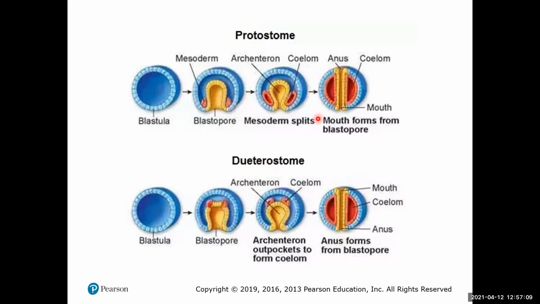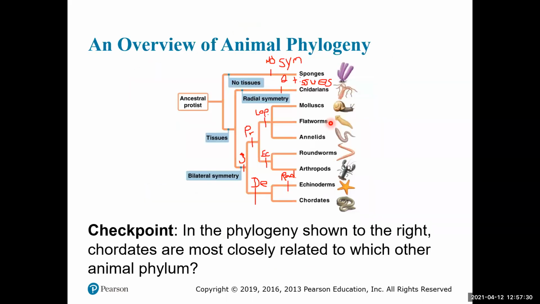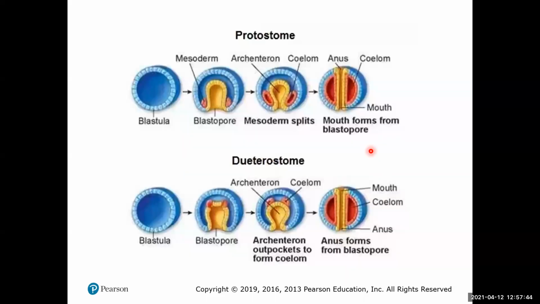So if the blastopore forms the mouth, then it's the protostome. And if it forms the anus, it's the deuterostome. But eventually it will lead to the formation of a complete digestive tract where it will have two openings, both a mouth and an anus. Okay. And notice we're saying a complete digestive tract because not all the organisms shown here have a complete digestive tract, right? And so that's another important aspect to pay attention to as we talk about each of these different phylum.